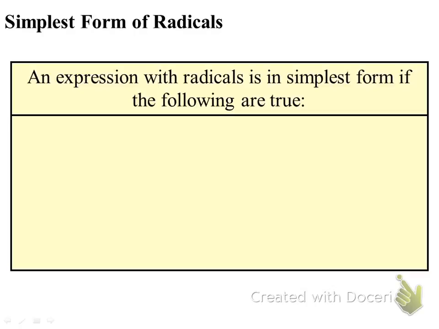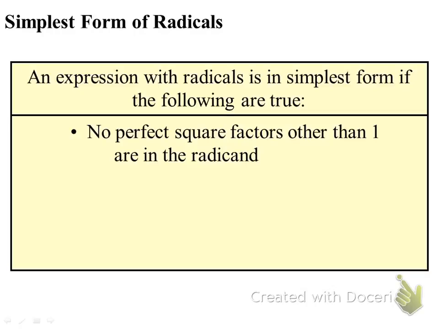Simplest form of radicals. You guys already have this down, but I want to go through this one at a time. First off, an expression with radicals is in simplest form if and only if you've got no perfect square factors other than 1 in the radicand. Whenever I say radicand, I mean the stuff underneath the square root. So you still cannot have square root of 36 because we can simplify that to just a 6.